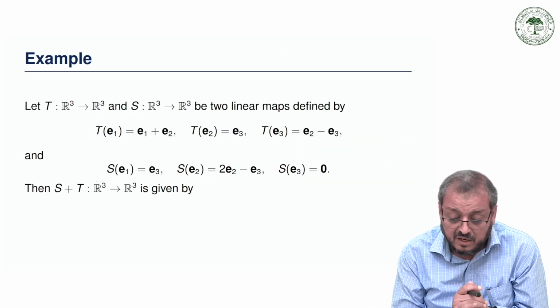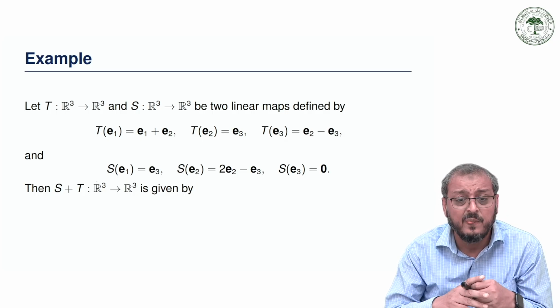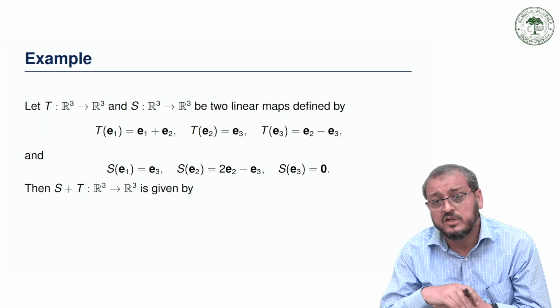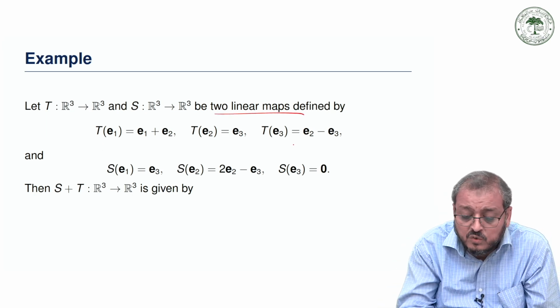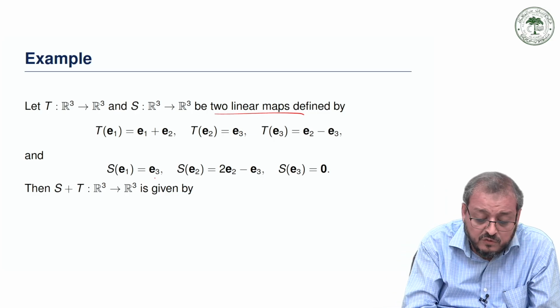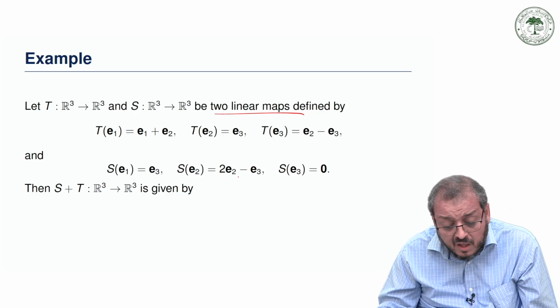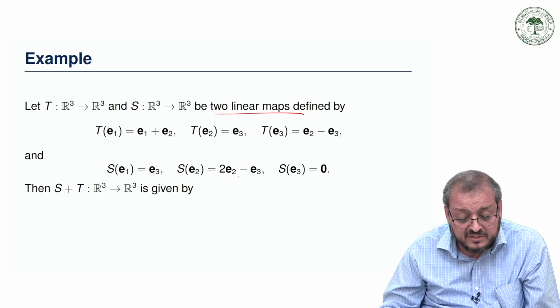Now, let's take another example. In this example, we take T from R3 to R3 and S also from R3 to R3, linear maps, with T defined by E1, E2 and E3, and S of E1, E2, E3 we define in a different way. Now, we try to find what S plus T is. There are two methods.